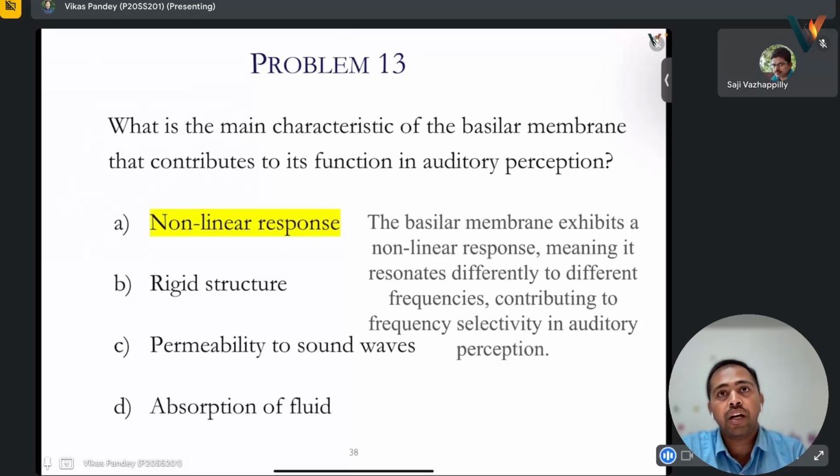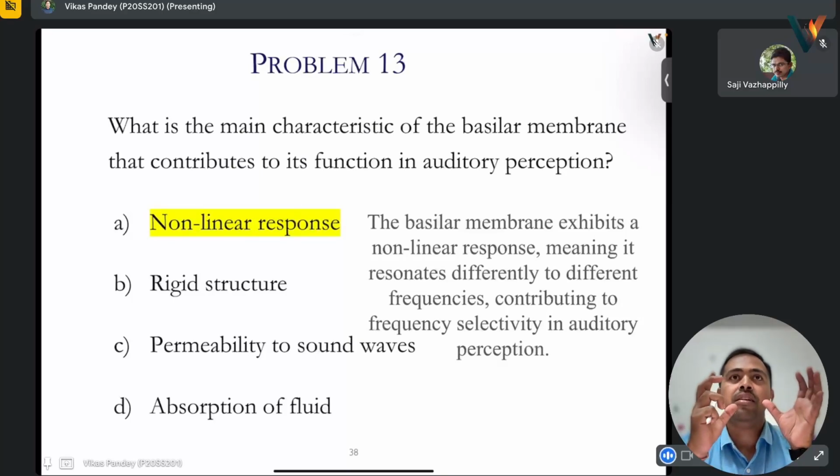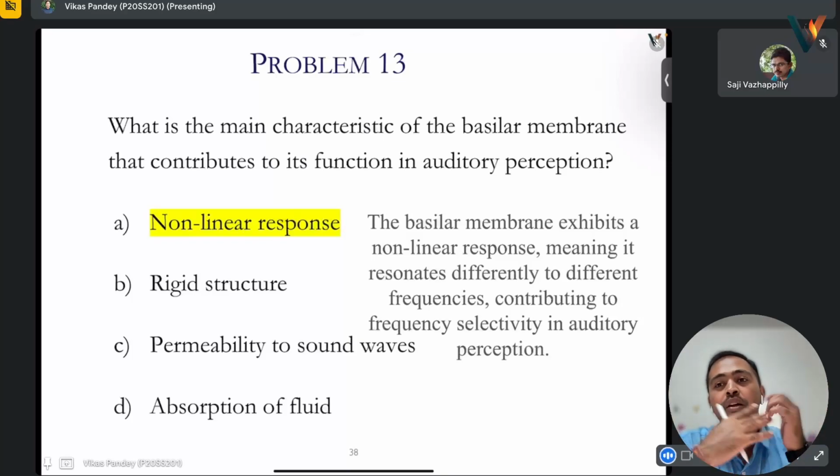So we are able to identify clearly in some frequency ranges, and in some ranges we are not able to distinguish that well, like higher frequencies. We will not be able to detect the difference in frequency much there. But in the normal auditory range, we will be able to clearly demarcate different frequencies, and that is due to the non-linearity of the basilar membrane.